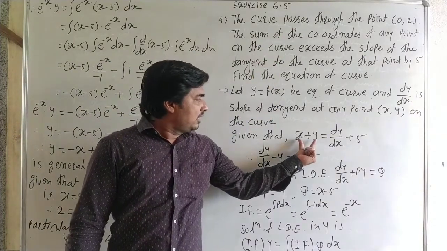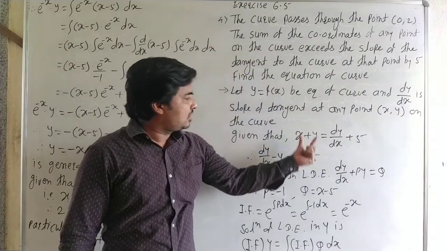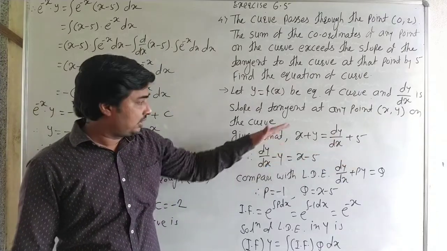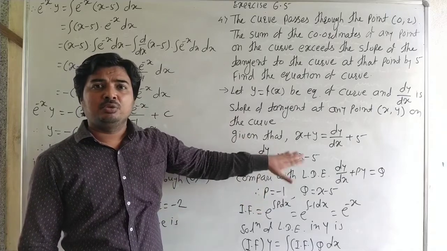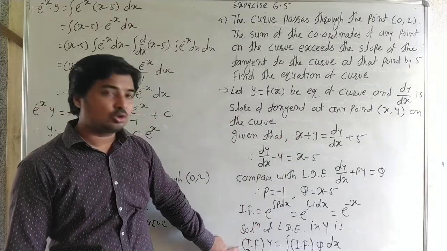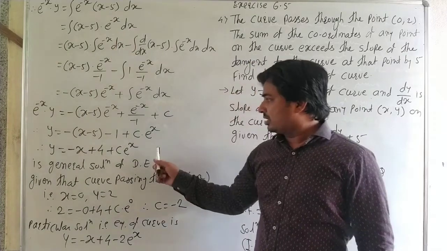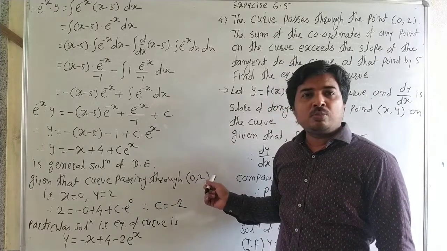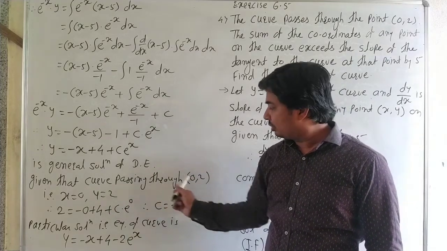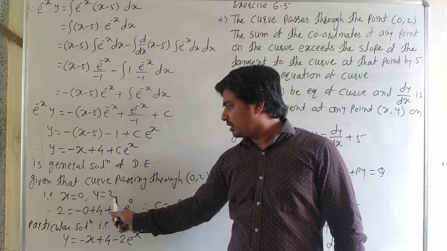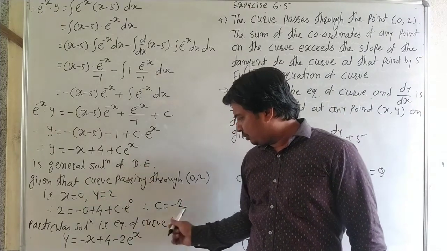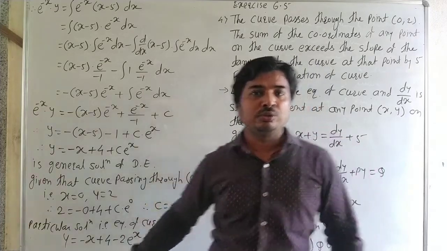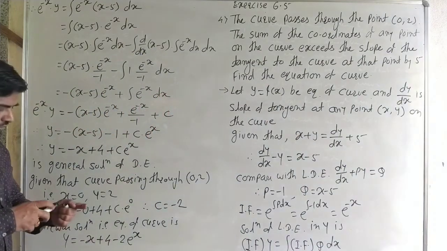Here the condition is the sum of the coordinates exceeds the slope of the tangent by 5. It is the given differential equation. It is a form of the linear differential equation in y, so we find the integrating factor and the solution of the linear differential equation. Here it is a general solution, and when x = 0 and y = 2, that means the curve passes through the point (0, 2), and by putting x = 0 and y = 2, we get c = -2, and then it is a particular solution, that means it is the equation of the curve y = f(x). See carefully this. Now we see the last example.